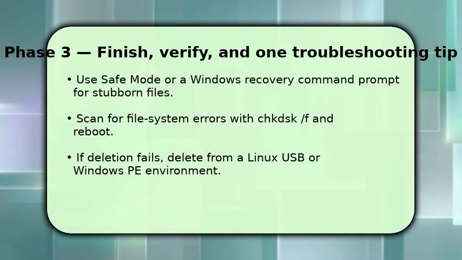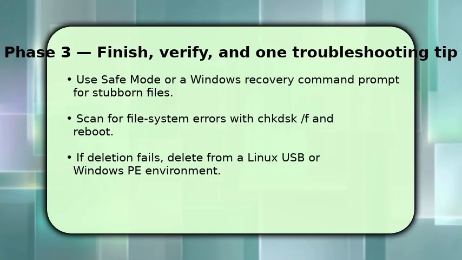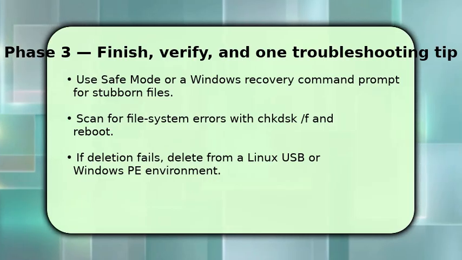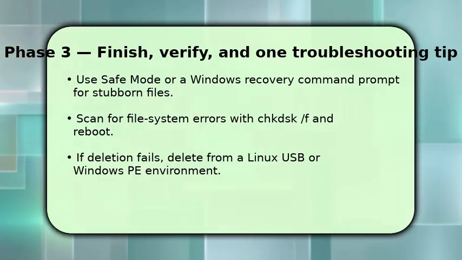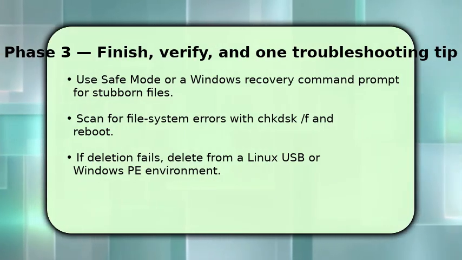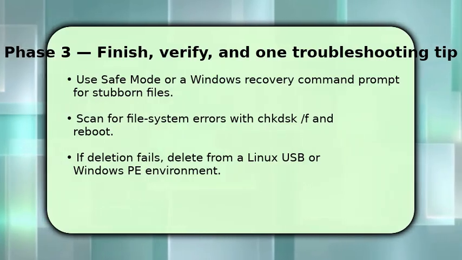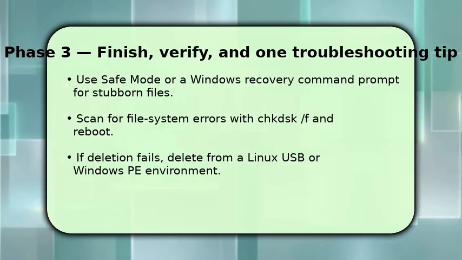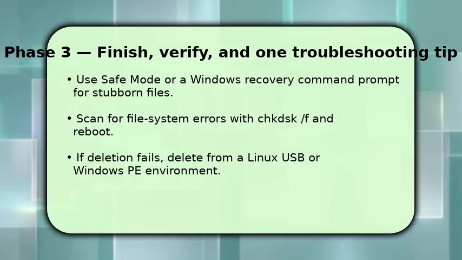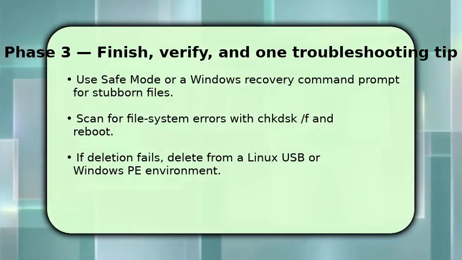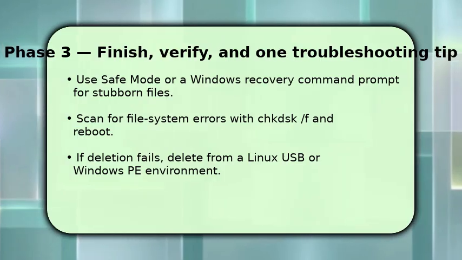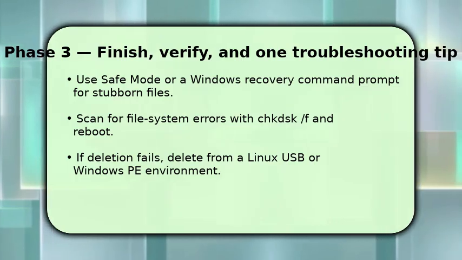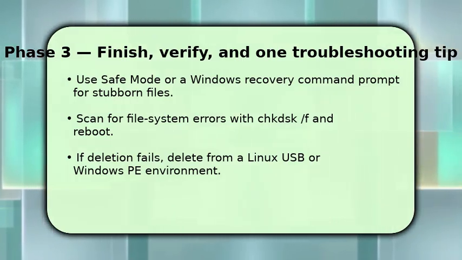To finish, boot into safe mode or use the Windows recovery command prompt and delete the item by path. Safe mode minimizes locked resources. If errors persist, run chkdsk /f on the drive to repair file system issues, then retry deletion after a reboot. As a last resort, boot a lightweight Linux USB or Windows PE, mount the drive, and remove the file there. This bypasses Windows locks. Troubleshooting tip: if deletion still fails, verify disk health. A failing drive can present phantom files.